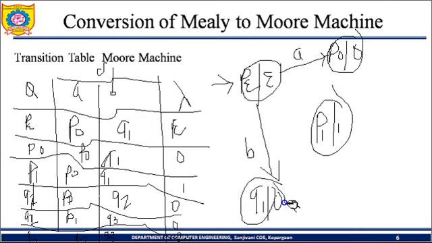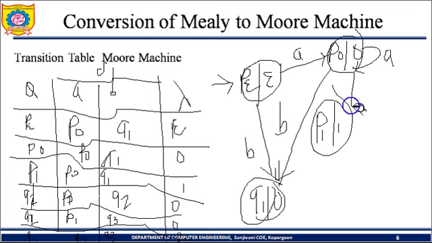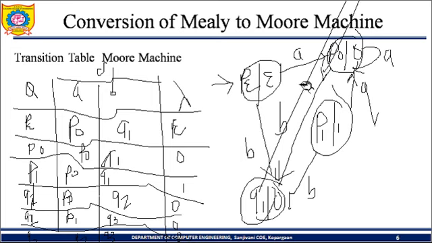Okay, now P0 after reaching A is in the same state, and after reaching B, as you can see, it is in Q1. P1 after reaching A is in P0, and after reaching B it will be in the Q1 state. Now Q1 after reaching A goes to P0, so I will draw this one. After reaching B, it will be in Q1 itself.